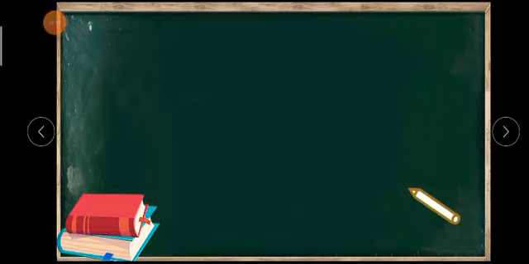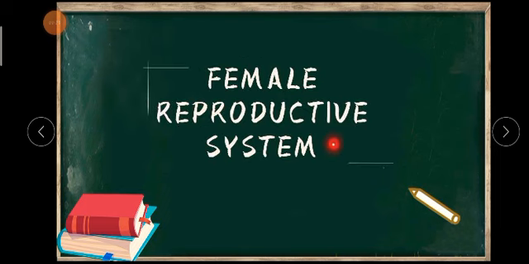Hello students, welcome back to our biology class. In our last class we were discussing the male reproductive system while we were learning about the process of human reproduction. In today's class we are going to discuss another most important part which takes part in human reproduction, that is the female reproductive system.